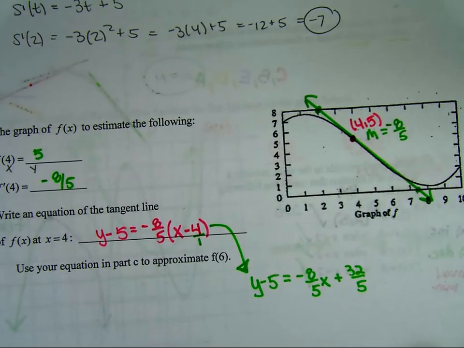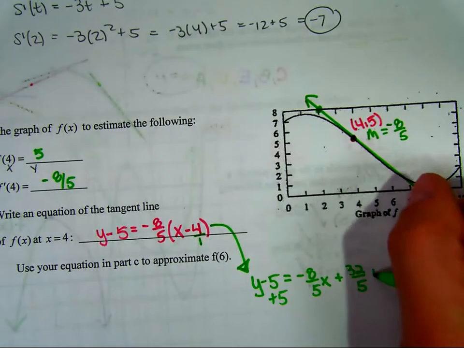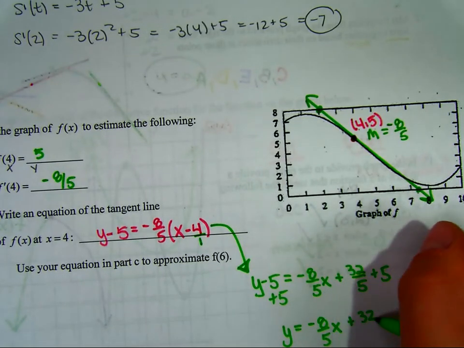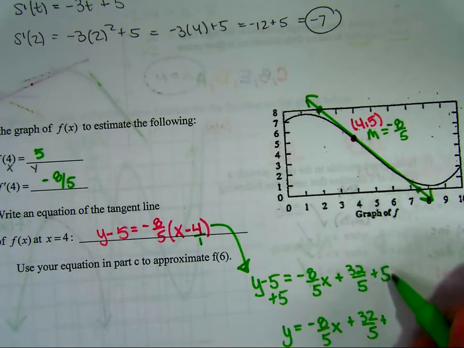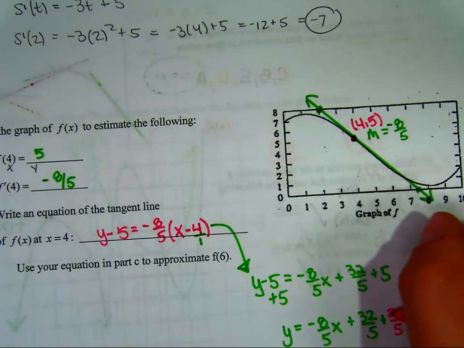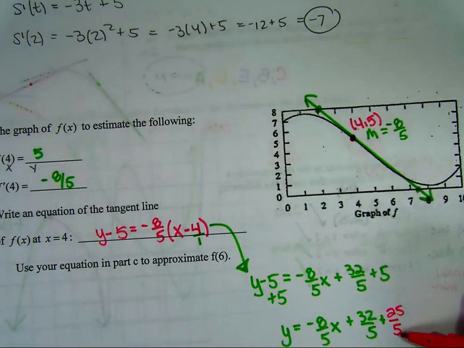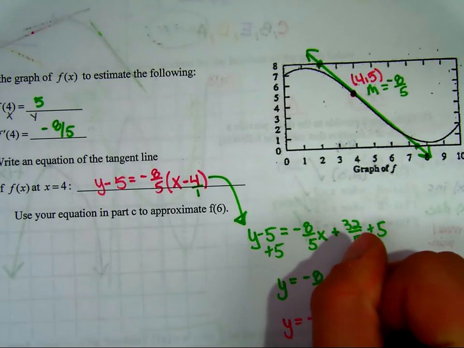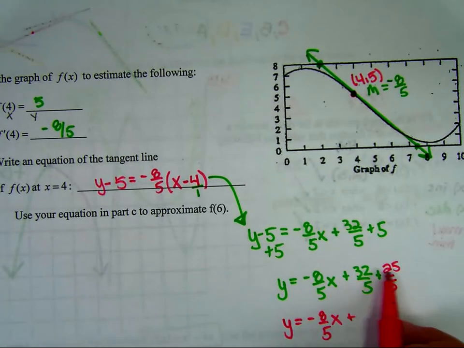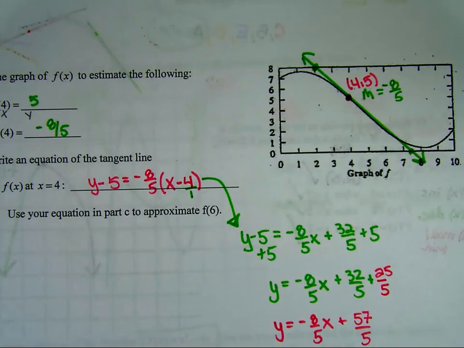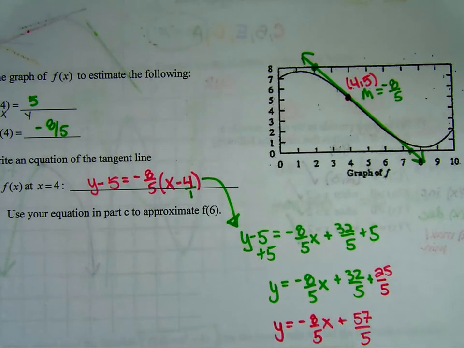And then we could add this 5 to both sides. So think y equals negative 8/5 x plus 32 over 5 plus 5. If I want to add these, I need a common denominator. So think, how do we rewrite 5 with a common denominator of 5? 5 times 5 is 25. Hopefully you guys agree. 25 divided by 5 is the same thing as 5. All right, but if we rewrite that, we get negative 8/5 x plus, if we add these together, 57 over 5. Again, that was just rewriting the equation of the tangent line, which helps if you want to plug in an x value. It helps if you rewrite it in y equals mx plus b.